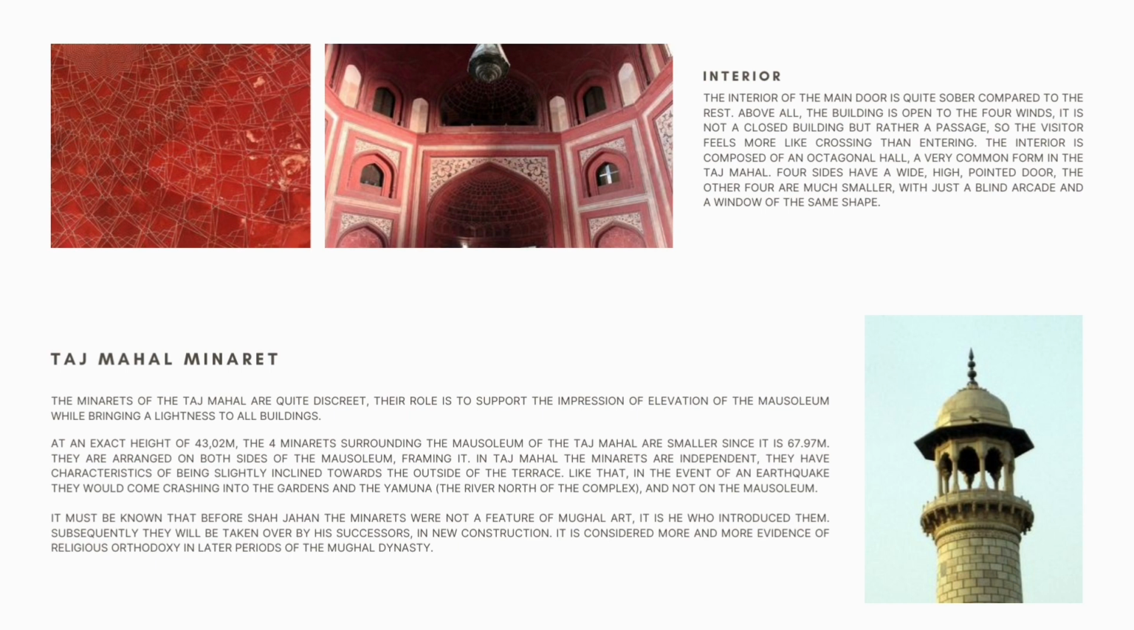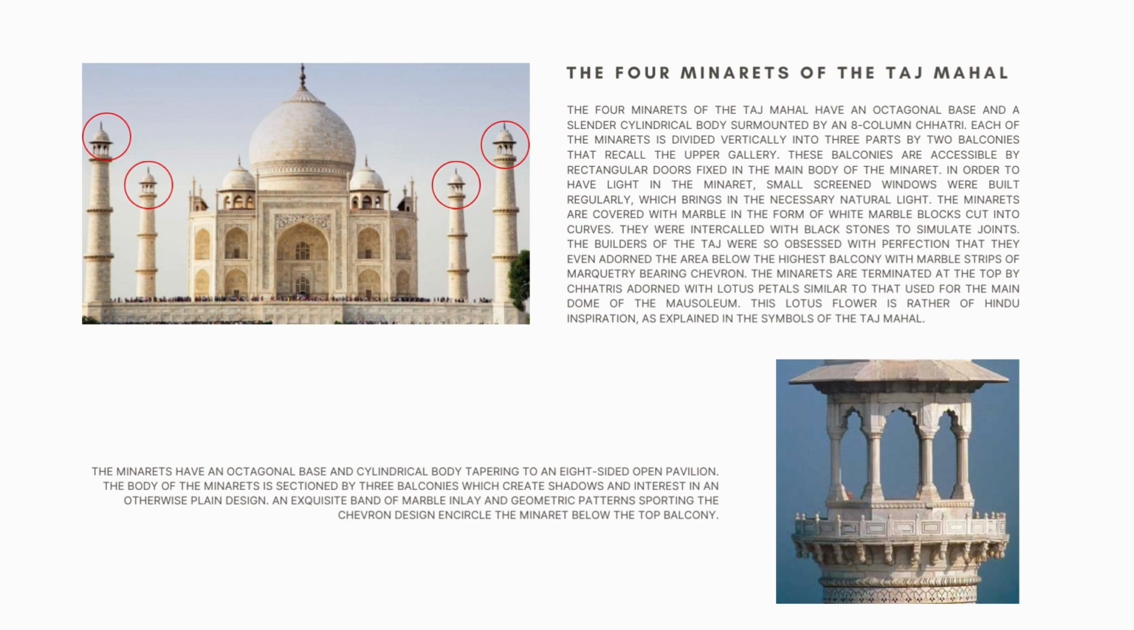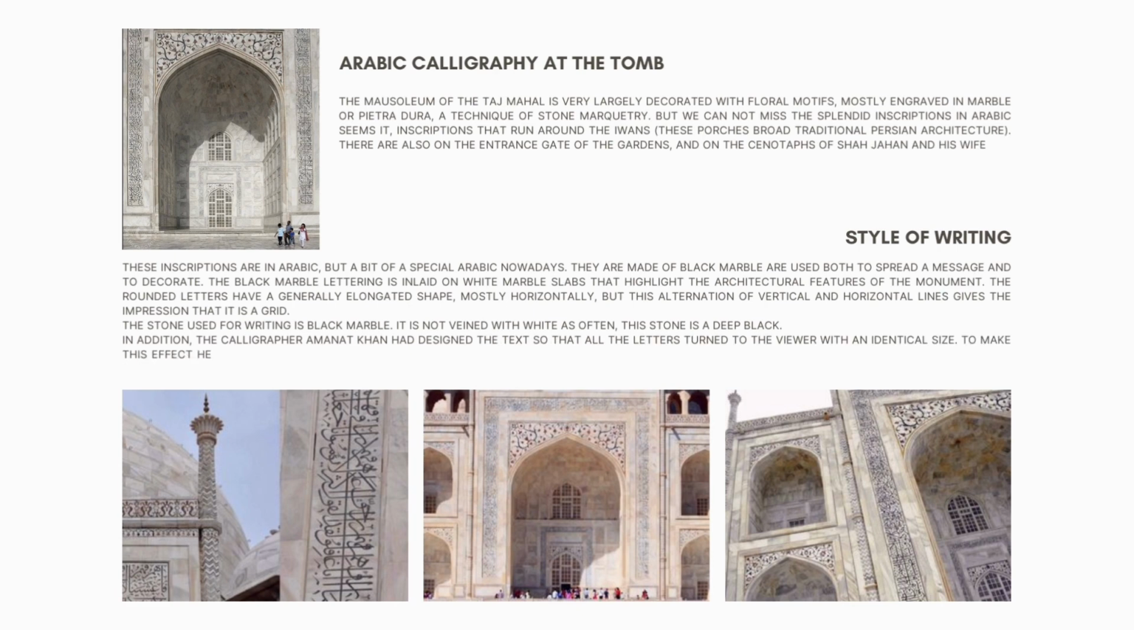Taj Mahal minaret. The minarets of the Taj Mahal are quite discreet. Their role is to support the impression of elevation of the mausoleum while bringing a lightness to the whole building. The four minarets of the Taj Mahal have an octagonal base and a slender cylindrical body surmounted by an 8-column chhatri. Each of the minarets is divided vertically into 3 parts by 2 balconies that recall the upper gallery.